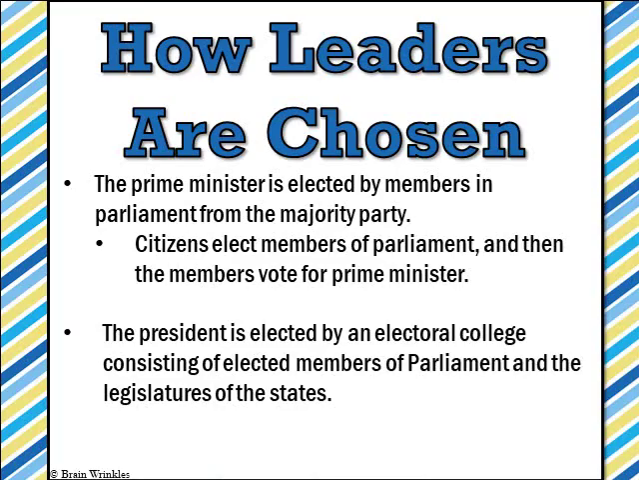How leaders are chosen. The Prime Minister is elected by members in Parliament from the majority party. Citizens elect members of the Parliament, and then the members vote for Prime Minister. The President is elected by an electoral college consisting of elected members of Parliament and the legislatures of the states.